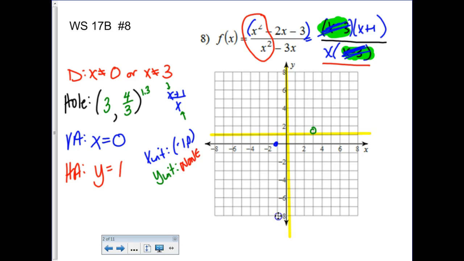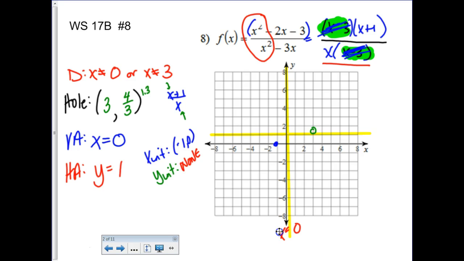Which makes sense, guys, because if x equals 0, if there's a vertical asymptote there, you can't have a point there. Do I have a point? I don't know. All right, none.